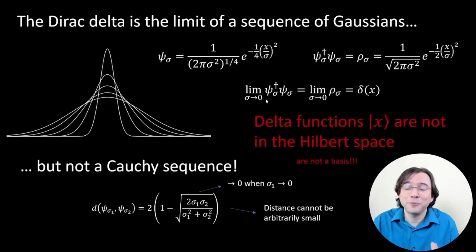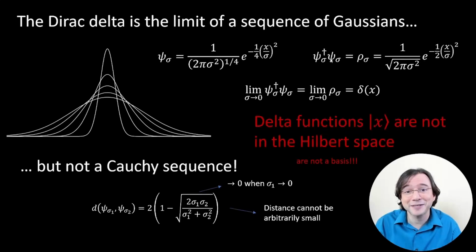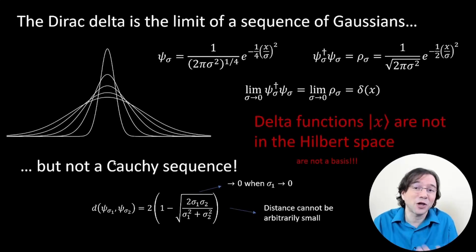What I personally was confused about is that the Dirac delta is a limit of a sequence of Gaussians. So I thought, okay, the Dirac delta is a limit of a sequence, so therefore it's going to be in the Hilbert space. But the issue is that it's not a Cauchy sequence, right? It's a sequence, but not a Cauchy sequence. It does not converge as the Cauchy sequence requires.